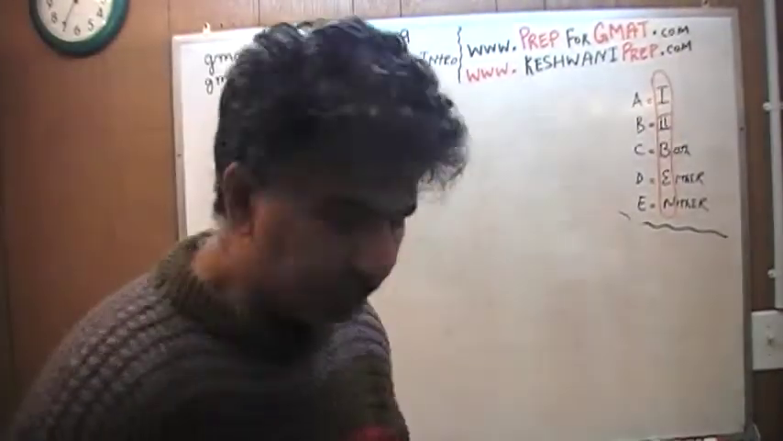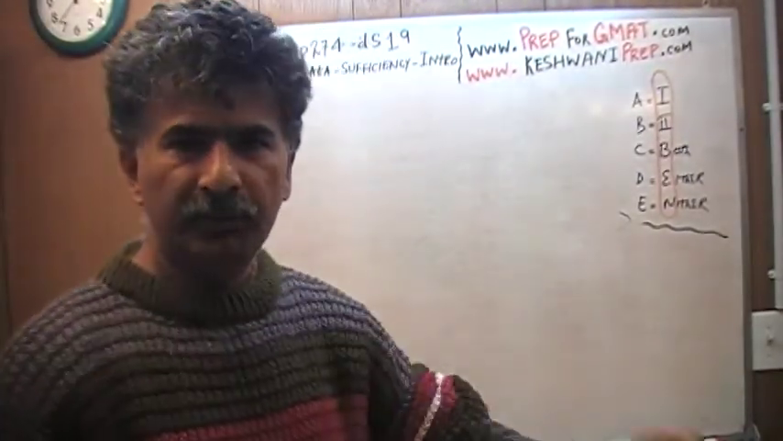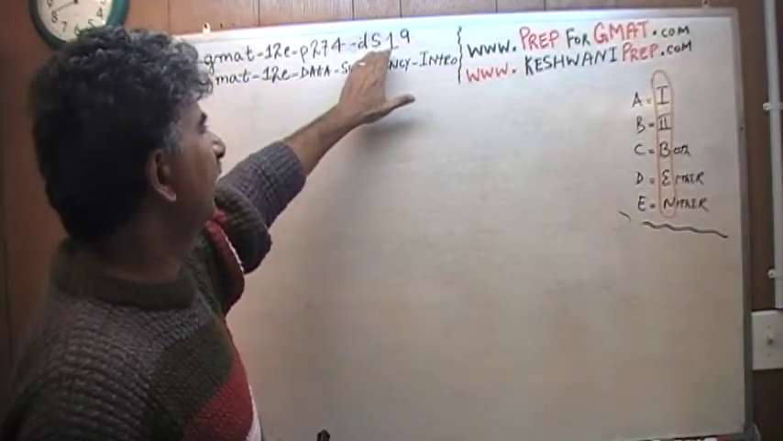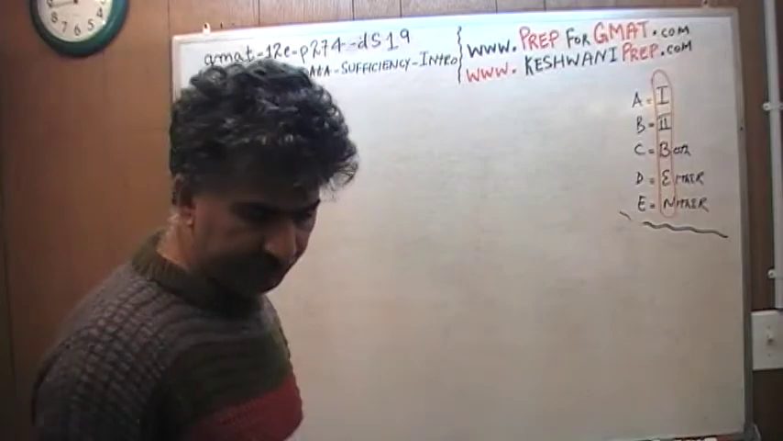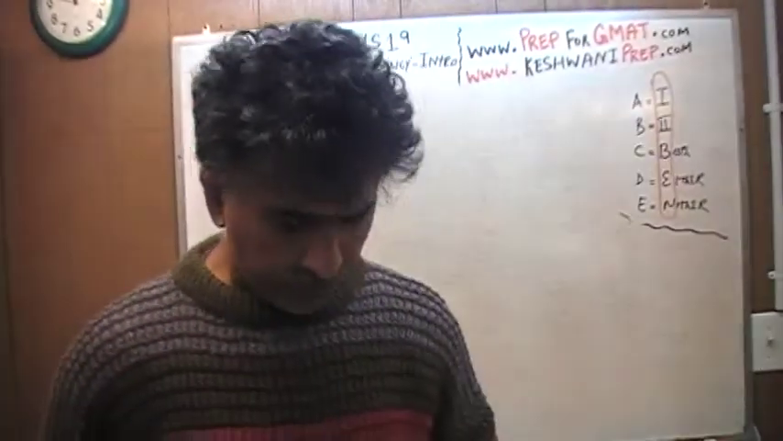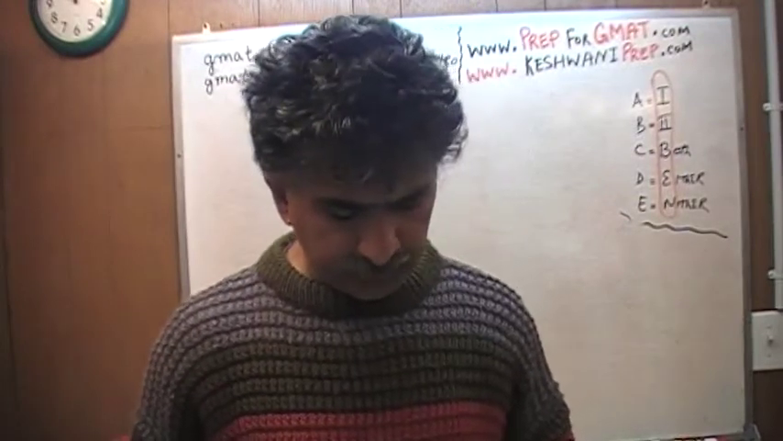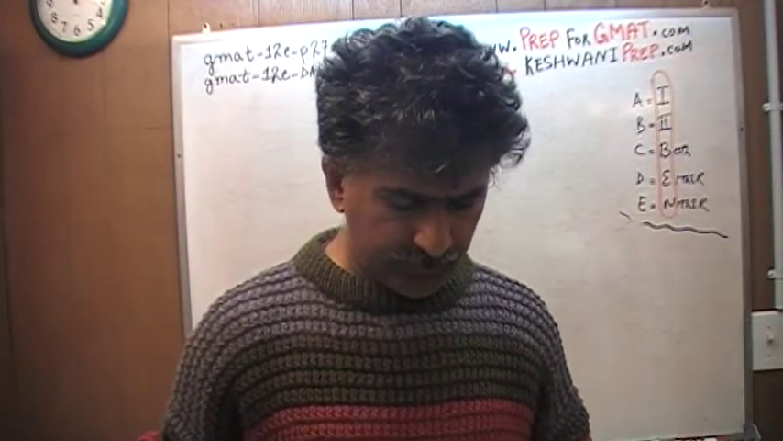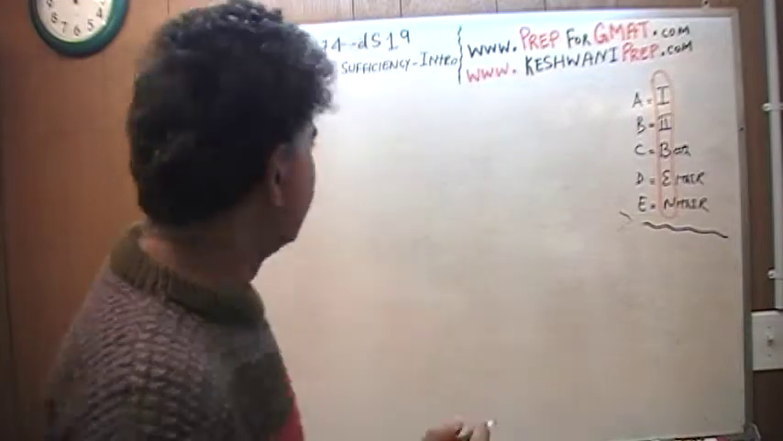Anyway, the problem that I'm about to solve is the one that you're going to find on page number 274, data sufficiency problem, hence the DS, number 19. Let's take a look at it. It says a sequence has 200 terms. And the question simply is, what is the 192nd term?